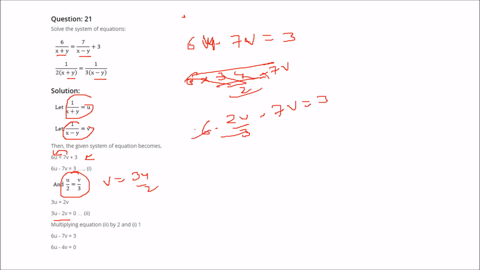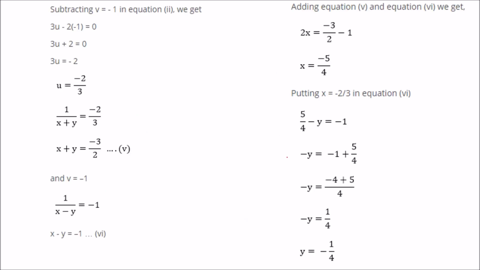So 3 into 6, 2 into 4, 4v minus 7v equal to 3. This is minus 3v equal to 3, so v becomes minus 1. I just put this v equal to minus 1 here. What do you get? U will be equal to minus 2 by 3. So this is how you get minus 2 by 3, and you get the other as minus 1, and this is what we have done already.